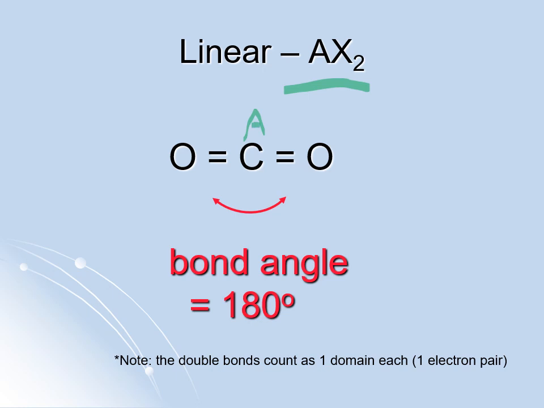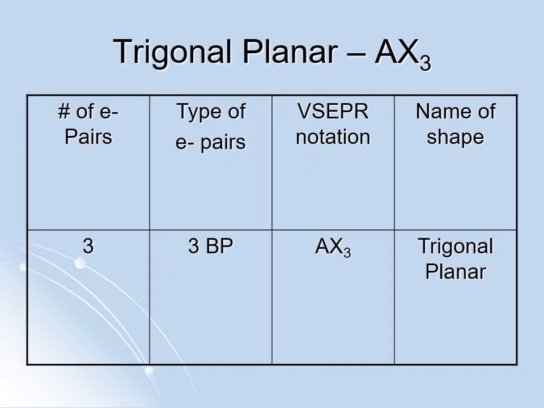Again, the central one represents the A, the X's are bonded to the A on the outside, and anytime we have a central atom bonded to two peripheral atoms, this is going to be the shape, as long as that central atom does not have any lone pairs. If it did, it would have a different shape.